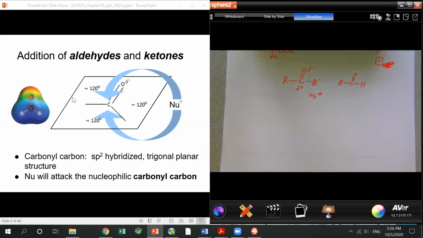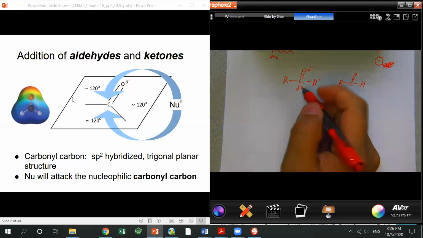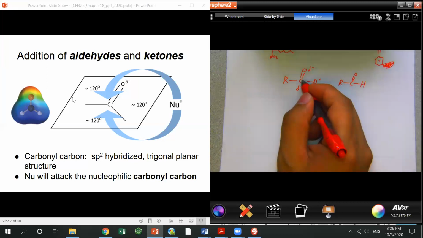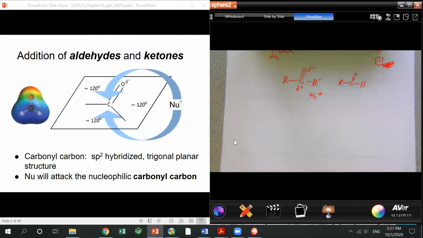Also, because the aldehyde or ketone has a planar structure, sp2 hybridized and triangular, the nucleophile can attack from either the top of the carbonyl carbon or from the bottom.